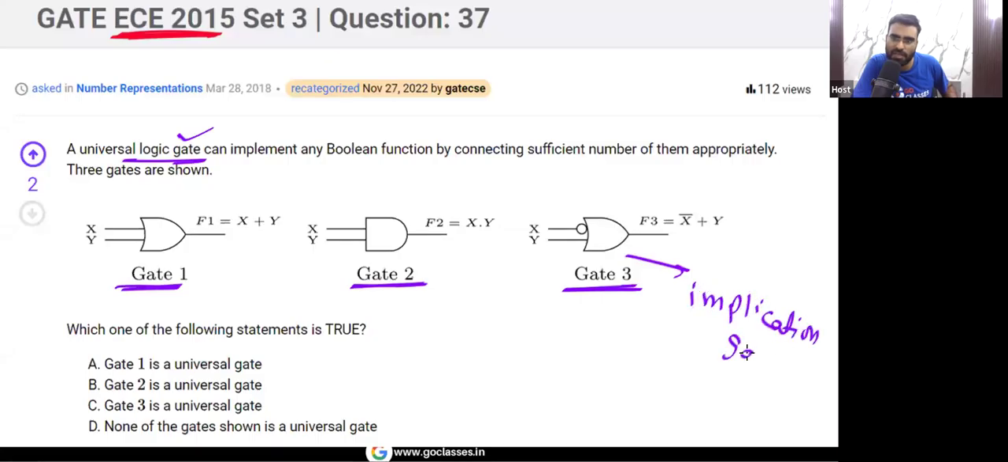Again, this is our implication gate. In the question, three gates are given to you. The question is asking which of them is a universal gate, and the answer will be this one. Is this clear? This is the universal gate.